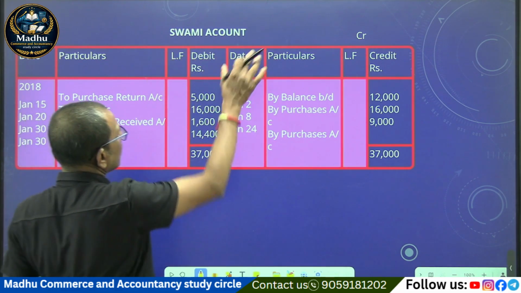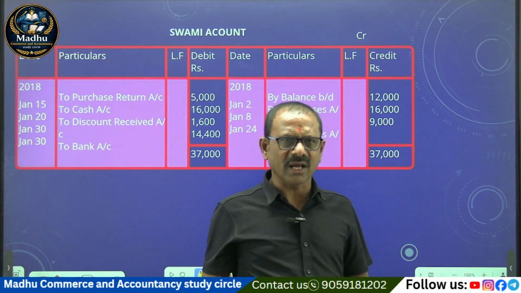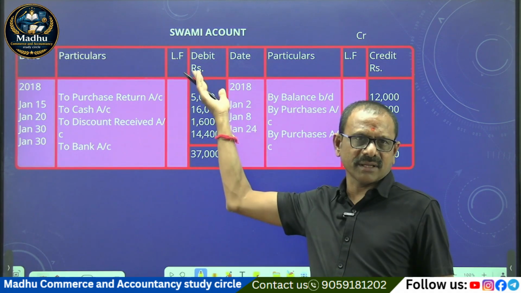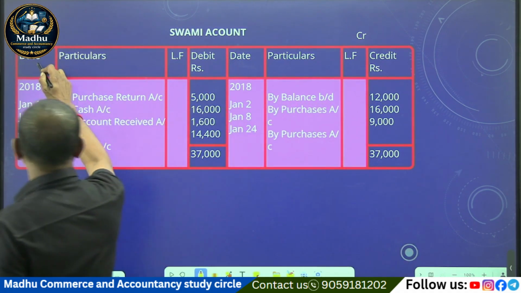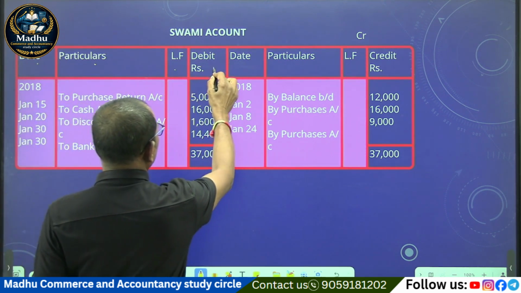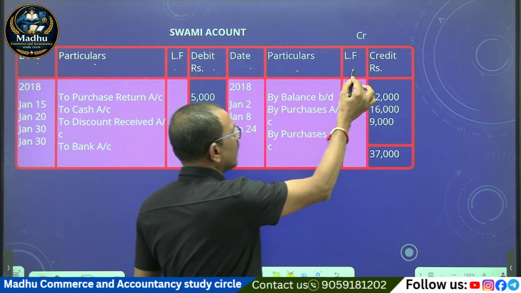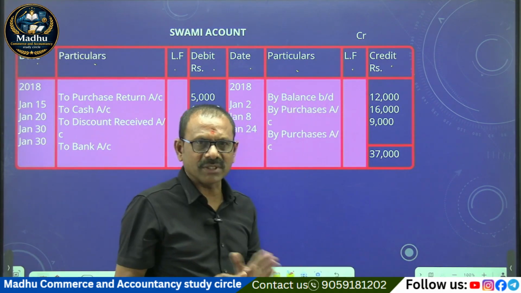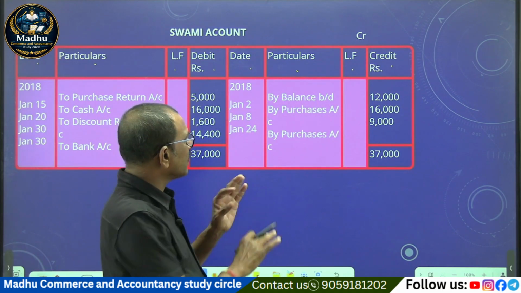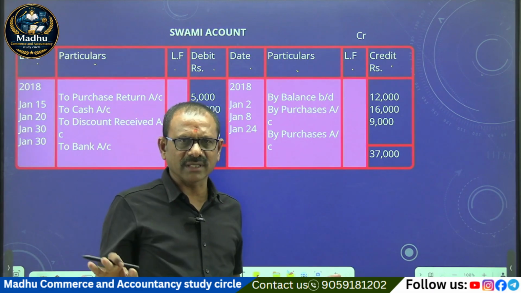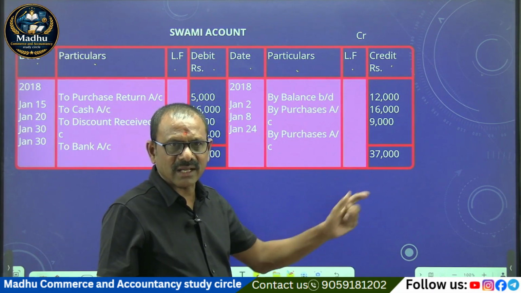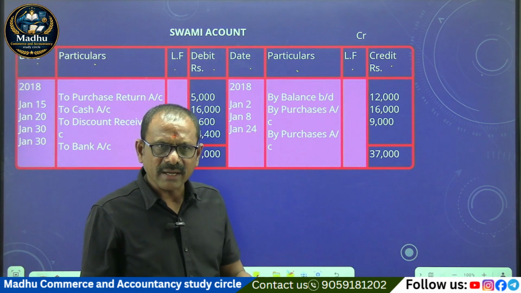Now you see here, Swami's account table is like this. The same table we have to draw. So debit side and credit side are the same. Here date column, particulars column, LF number, debit rupees; date, particulars, LF number, credit. In the LF number column, no need to write anything. So just draw the format and leave it. Format draw करना, छोड़ देना, उसमें लिखने का जरूरत कुछ भी नहीं है.